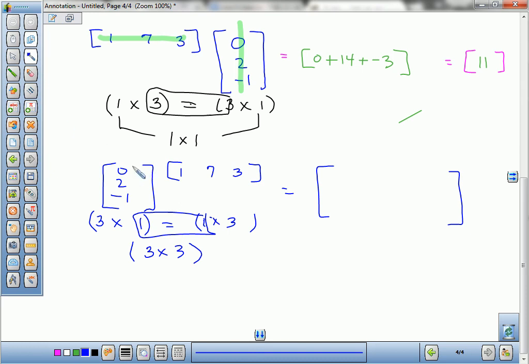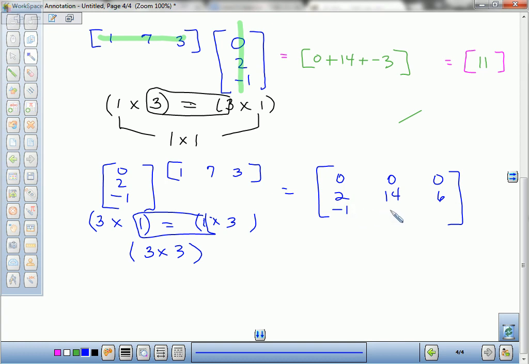Because if you look at it, and we do row 1 times column 1, that's it. 0 times 1, 0. Row 1 times column 2, 0. Row 1 times column 3, 0. Now we do row 2. Row 2 times column 1, 2. Row 2 times column 2, 14. Row 2 times column 3, 6. And then we get -1, -7, -3.